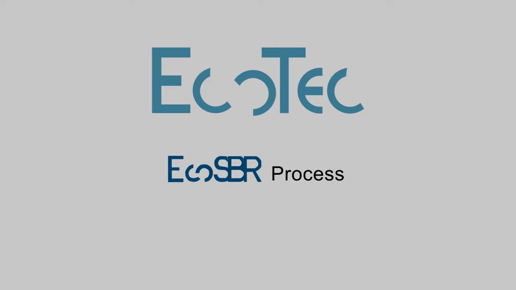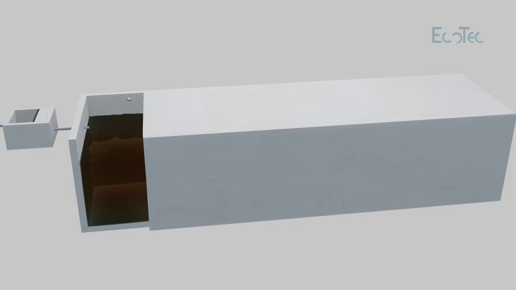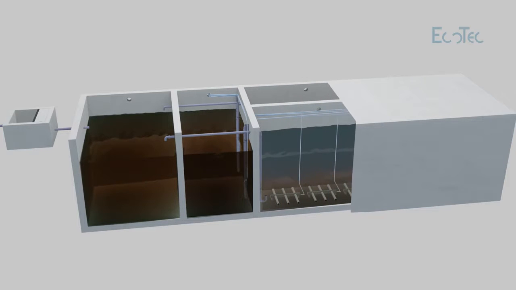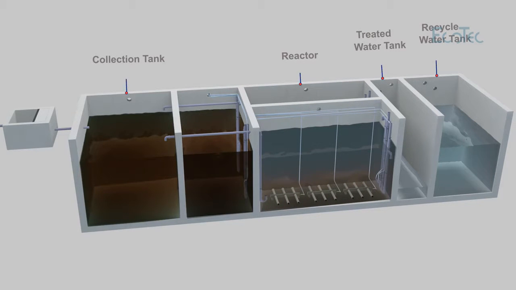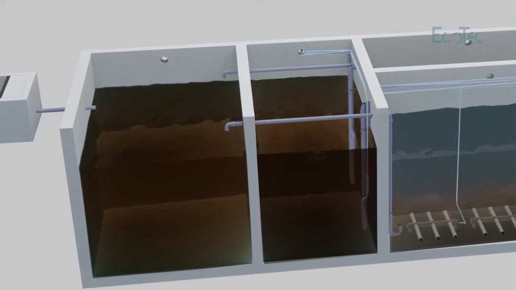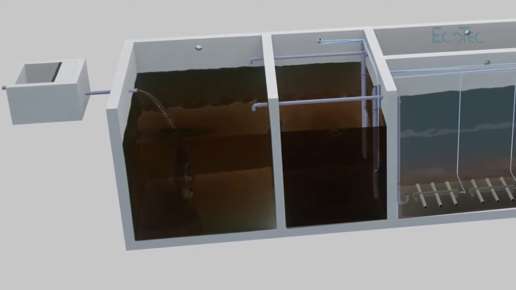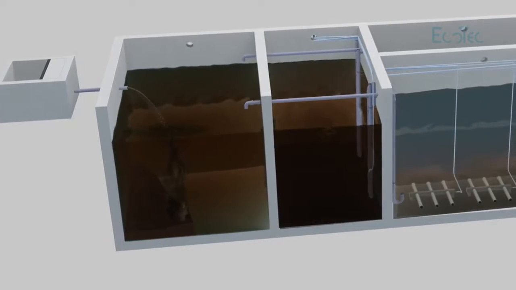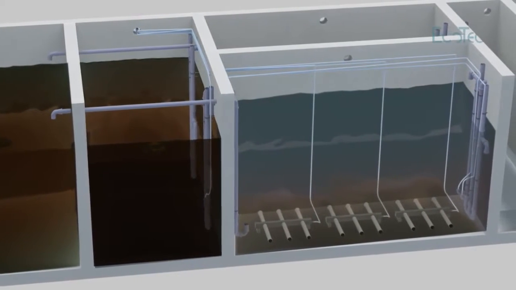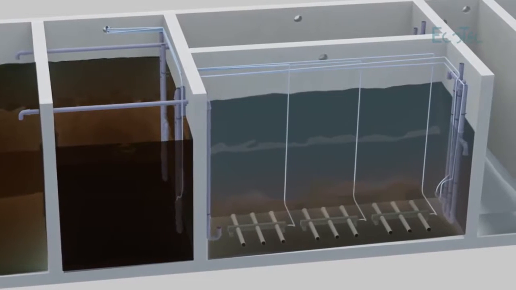ECOTEC EcoSBR process treats sewage water from different types of buildings. The treatment commences when sewage water from building enters the collection tank. Heavy solid particles settle to the bottom portion of the collection tank. Accumulated sewage is pumped into the reactor for treatment.